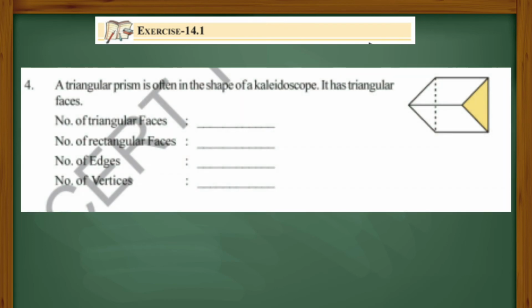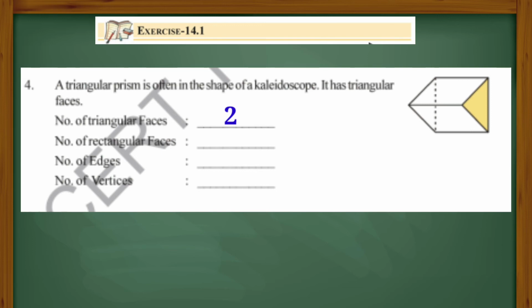A triangular prism is often in the shape of a kaleidoscope. It has triangular faces. See children, here a triangular prism is given and we have to write the number of triangular faces, number of rectangular faces, number of edges and number of vertices. See, how many triangular faces are there? Yes, visibly we can see 2 triangular faces.